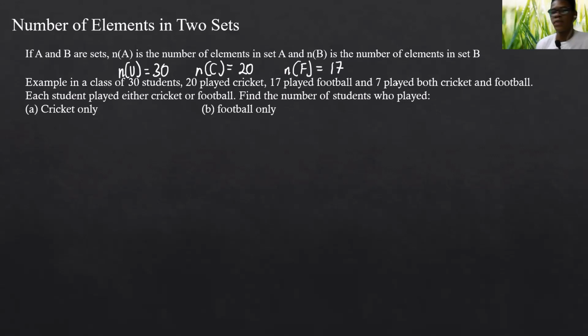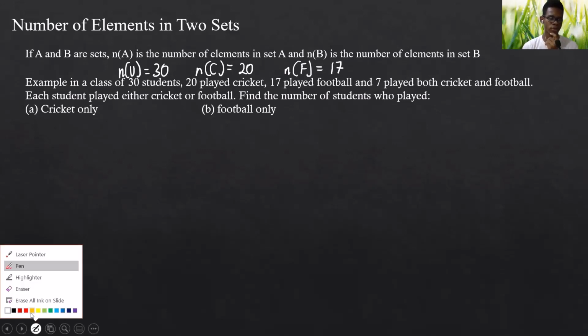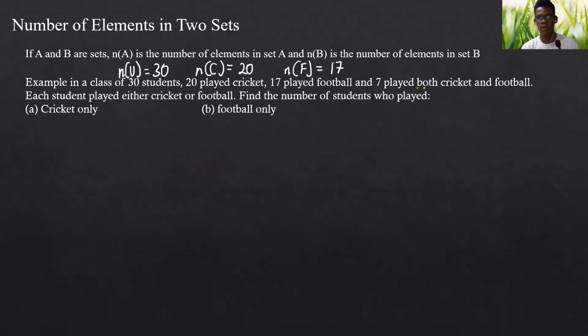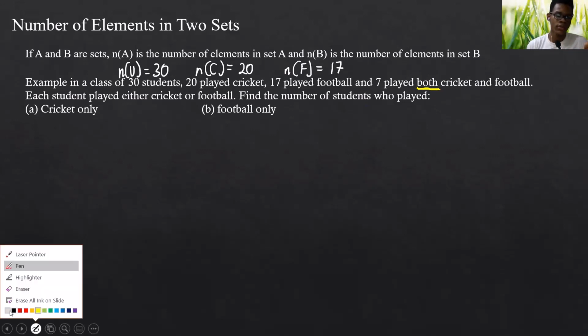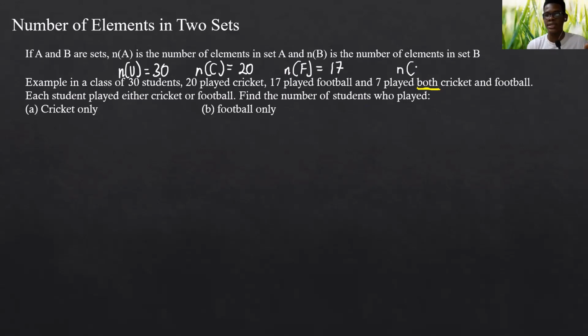right? Now, 7 played both cricket and football, meaning that they're playing both cricket and football. The key word there is both. When we refer to an element that is in both sets, we're looking at an intersect. So if we're playing both cricket and football, we're referring to the intersect, and hence the number of elements in the intersect of cricket and football, N of C intersect F, is 7.